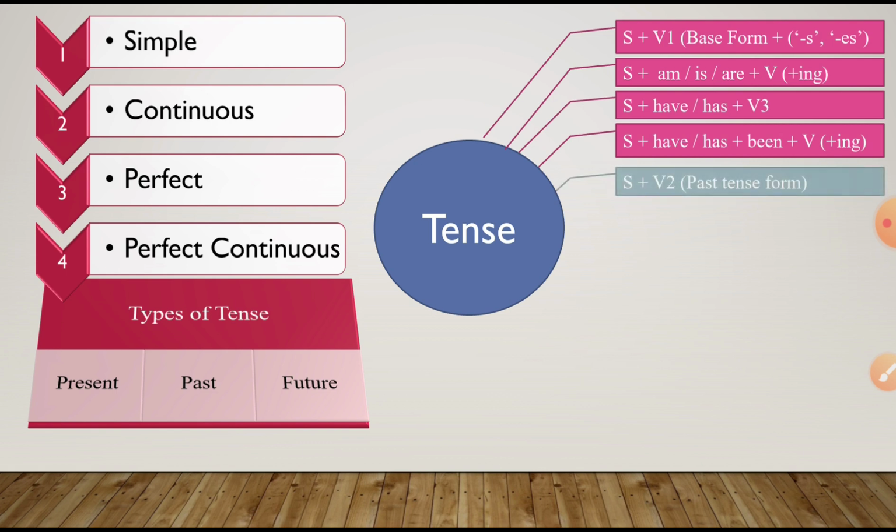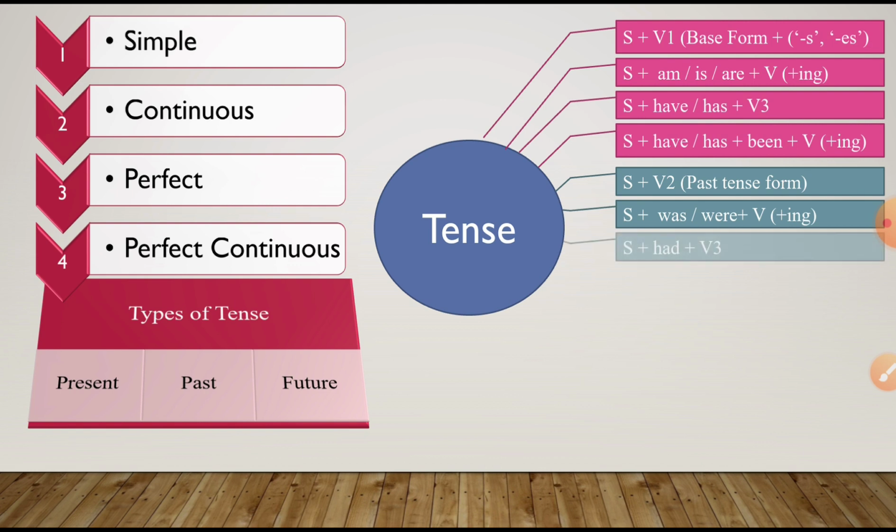Now the structures of past tense. So the first one is simple past: subject plus V2, that is past tense form. Past continuous tense: the structure is subject plus was or were plus verb in ing form. The structure of past perfect tense is subject plus had plus verb in past participle form.